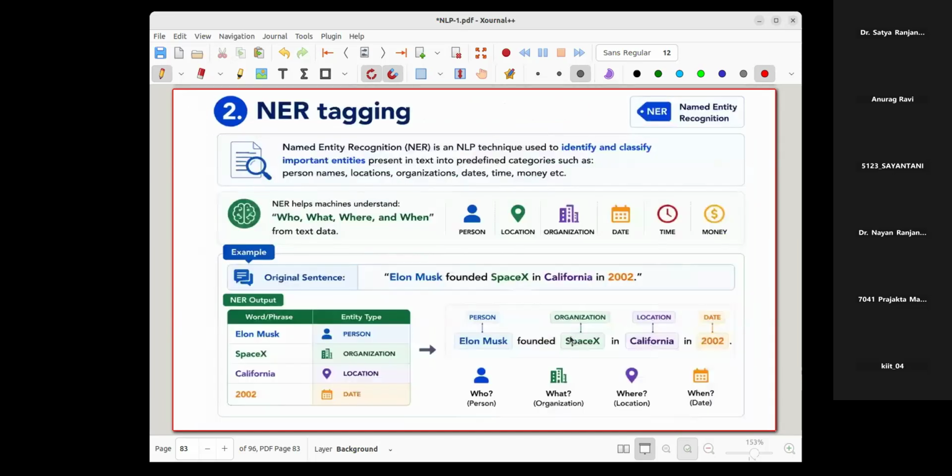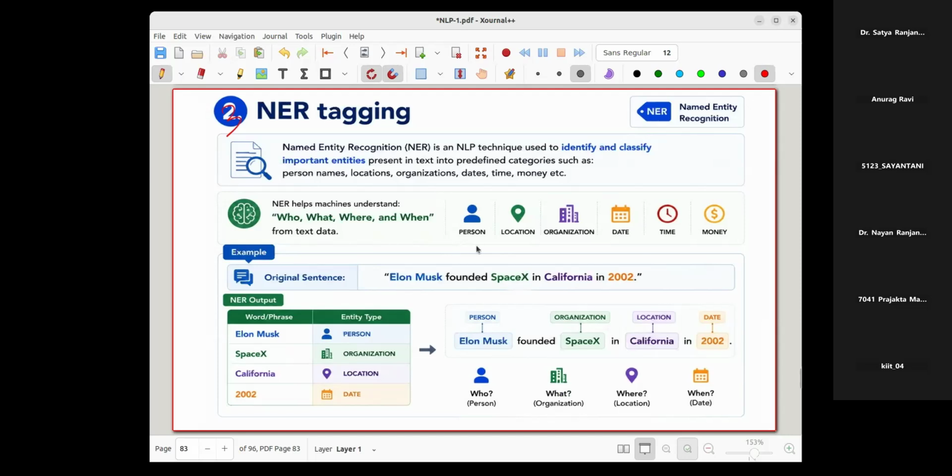Next is NER tagging. This is the third one. Oh, by mistake it is written 2, it is 3. So this is 3, it is called NER tagging. This is the third kind of pre-processing activity. NER means named entity recognition. Named entity recognition is a technique to identify and classify important entities present in the text into predefined categories, like whether it is a person name or a location, organization, date, time, money, etc. And this will help to understand who, what, where, and when.